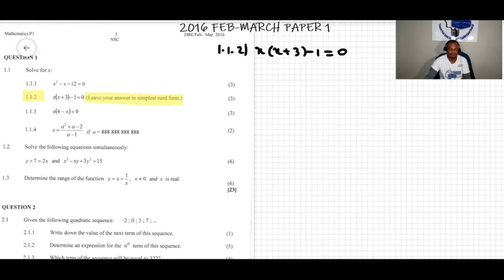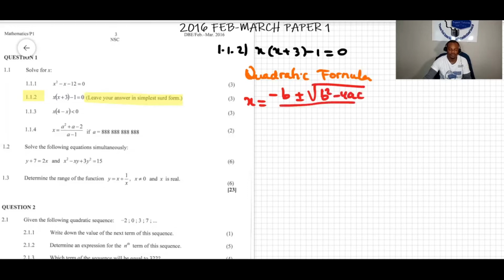Over here, I'm going to solve this by using the quadratic formula. We do know that the quadratic formula is given by x is equal to minus b plus minus square root of b squared minus 4ac all over 2a. And the quadratic equation itself is ax squared plus bx plus c equal to 0.